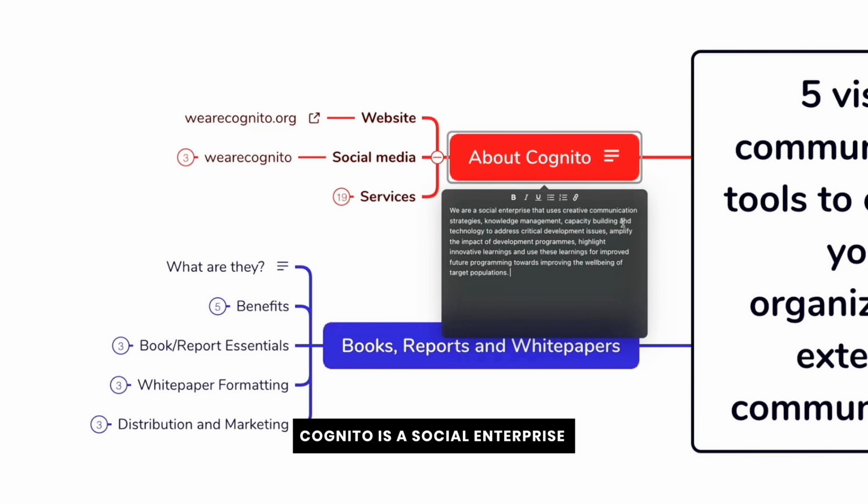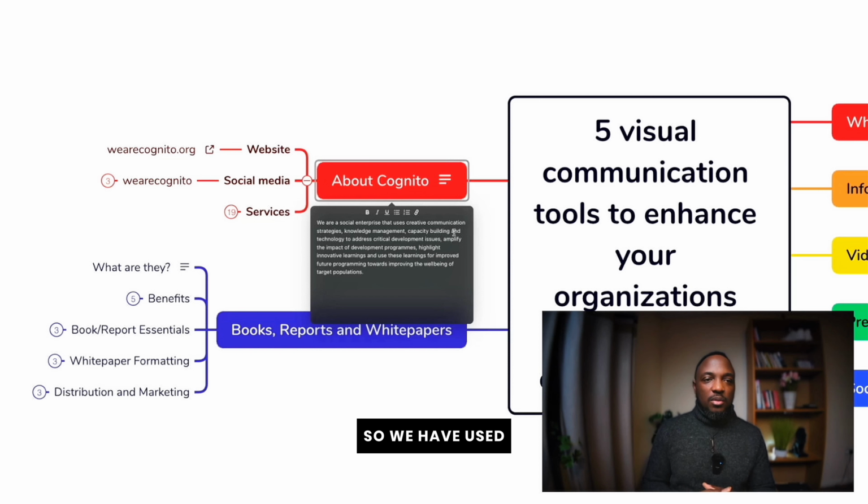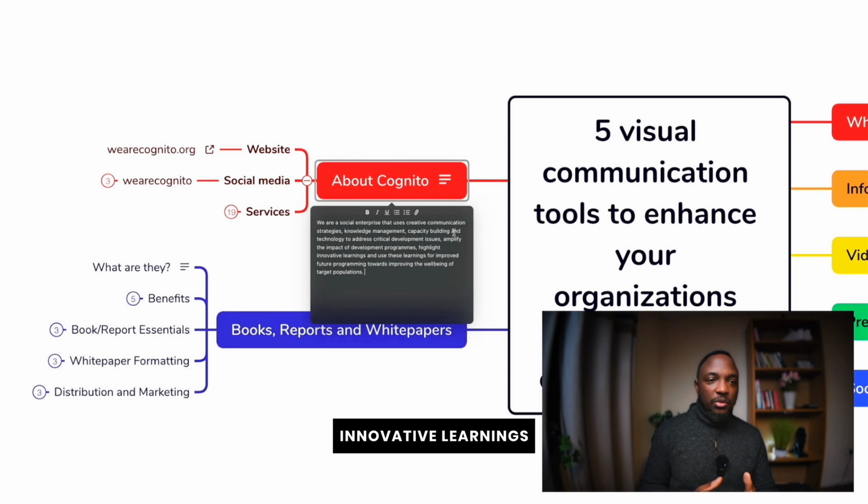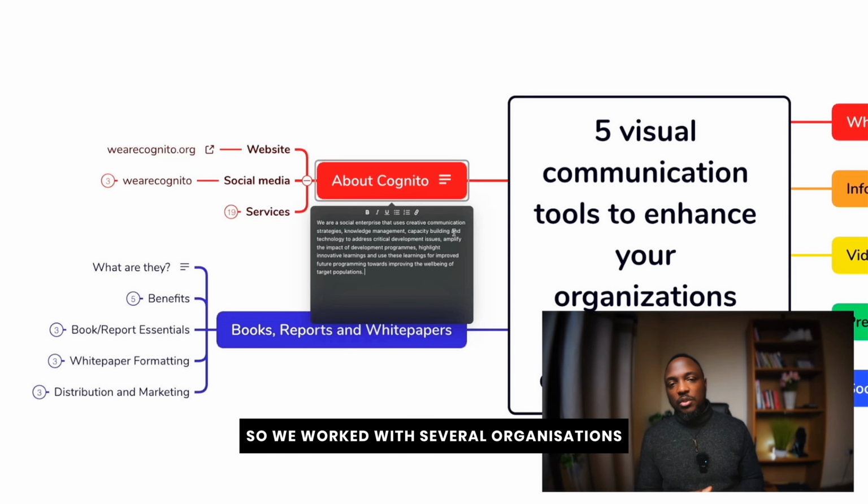So about Cognito. Cognito is a social enterprise that uses creative communication strategies, knowledge management, capacity building, and technology to address critical development issues. So we have used all of these: capacity building, technology, knowledge management, and visual communication to address issues like gender-based violence, climate change and climate justice. And we help to amplify the impact of development organizations or programs. We also help to highlight innovative learnings and use these learnings for improved future programming towards improving the well-being of target populations.